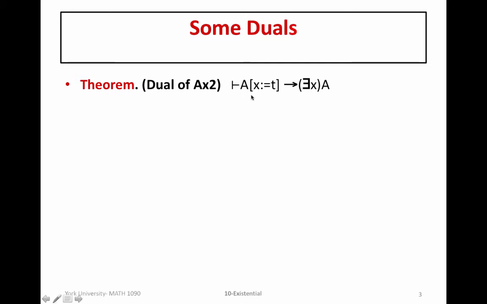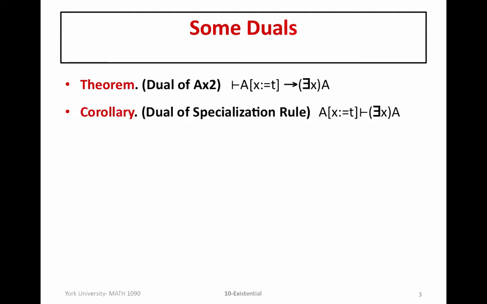Now, because these are opposites, we have the opposite direction. So this dual of AX2 says if we have a particular instance of A, then we know there exists some x where A holds, in particular T, I suppose, in this case. That's what the dual of axiom AX2 says. And then, of course, the dual specialization comes from this axiom, just like the specialization rule came from axiom AX2.